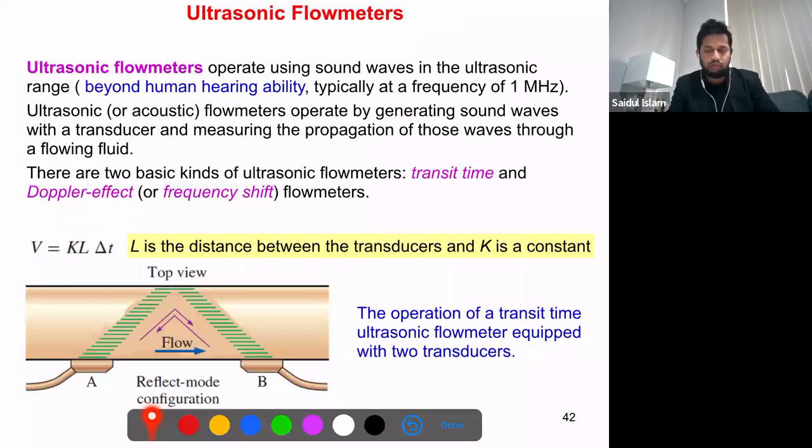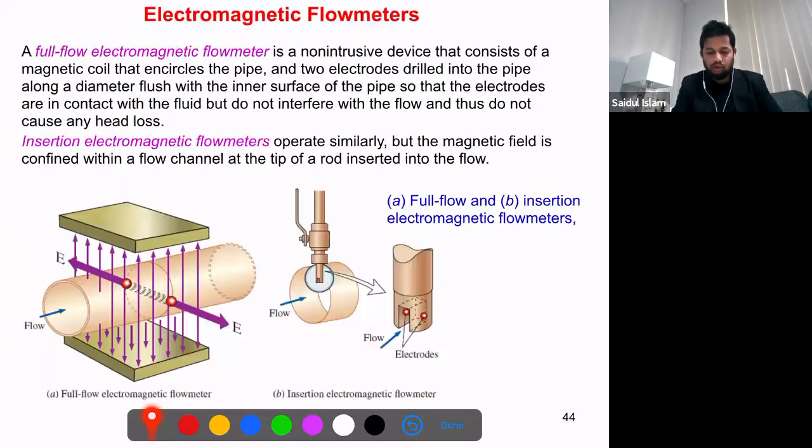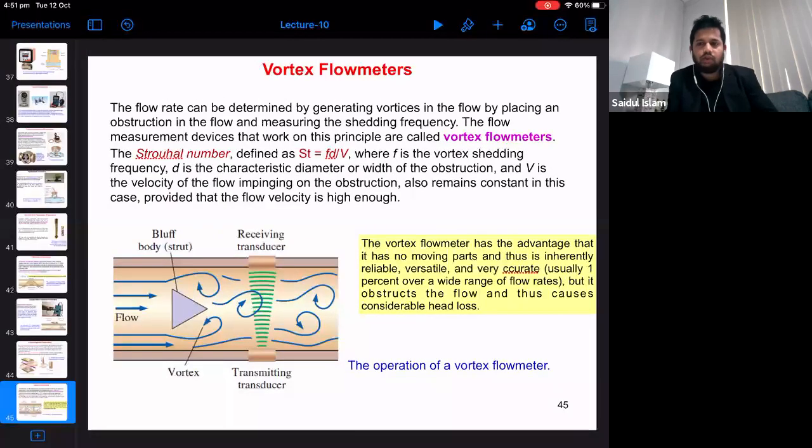We have the ultrasonic flow meter. Basically, in some cases, people cannot actually hear some sounds, some ultrasonic rays. So this flow meter is useful for those cases. The Doppler effect ultrasonic flow meter. We can do some modeling for all these cases, some CFD. There are also the vortex flow meter and electromagnetic flow meters. All these types of flow meters you can see in real life.